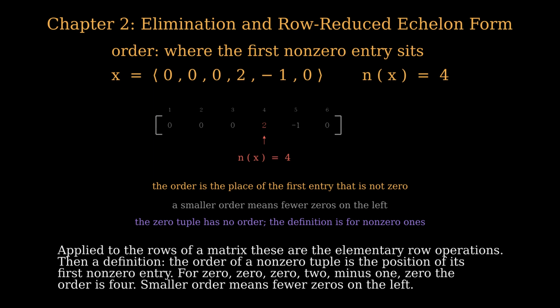Then a definition. The order of a non-zero tuple is the position of its first non-zero entry. 4, 0, 0, 0, 2, -1, 0. The order is 4. Smaller order means fewer zeros on the left.